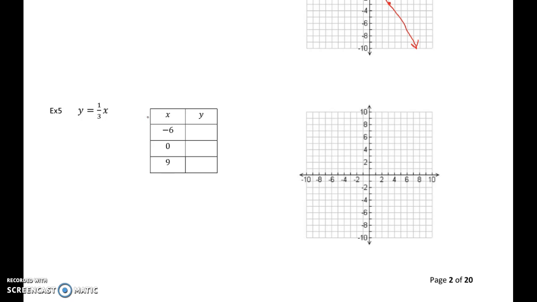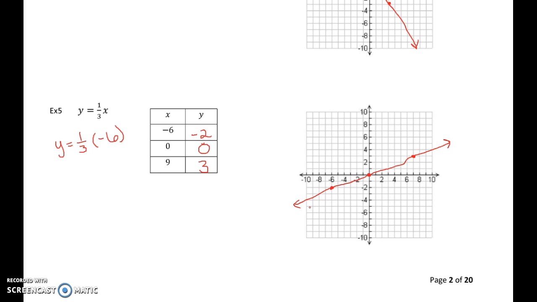Anytime you're working with a fraction, if you pick your own x values, make sure they can divide by the denominator. That way it makes nice, pretty numbers for y. So if I have y equals 1/3 times negative 6, that's -2. 1/3 times 0 is still 0, and 1/3 times 9 would be 3. So -6, -2, 0, 0, 9, 3. Connect those with a nice straight line, and you have your linear equation.